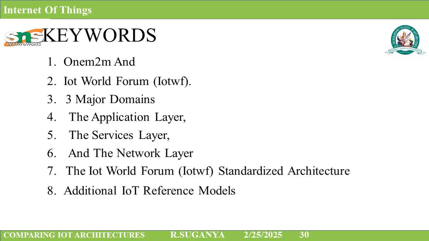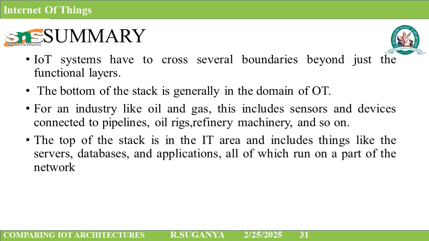These are the keywords that we have seen today. In summary, IoT systems have to cross several boundaries beyond just the functional layers. The bottom of the stack is generally the domain of OT. For an industry like oil and gas, this includes sensors and devices connected to pipelines, oil rigs, refinery machinery, and so on. The top of the stack is in the IT area and includes things like servers, databases, and applications, all of which run on a part of the network.